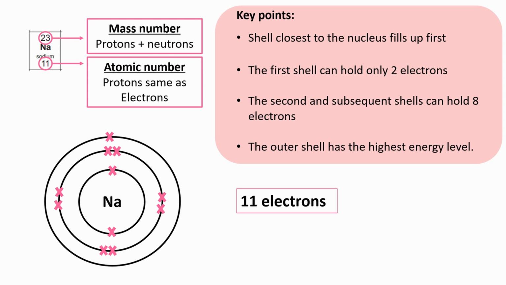Now the electron arrangement can also be written in terms of numbers rather than rings like we've done here. And to do that you simply write the number of electrons in each shell. So we have 2 electrons in the first shell, 8 in the second, and 1 in the final. And each of these numbers are separated by a comma.